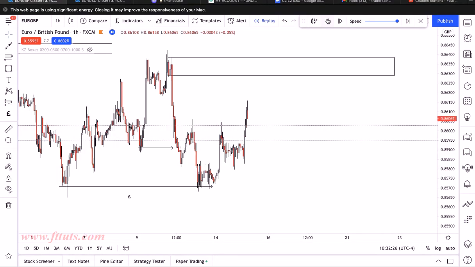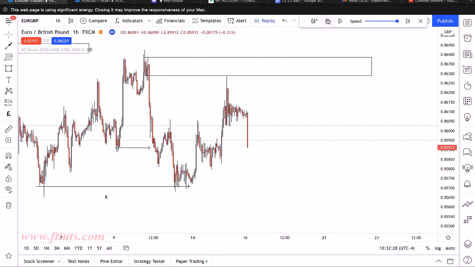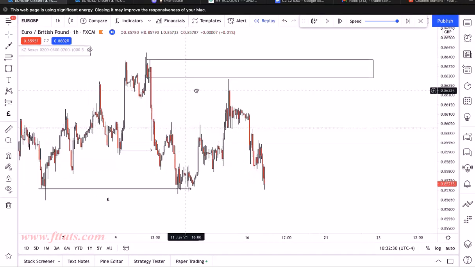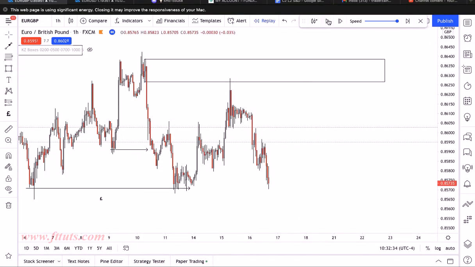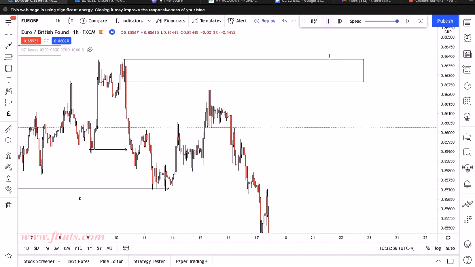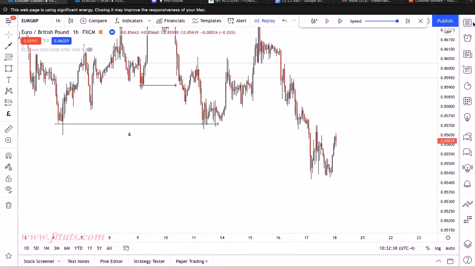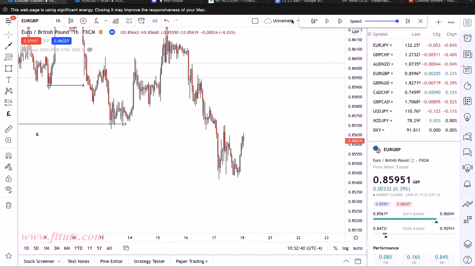Now we wait for price to pull back to that area of supply and then would look to sell it off. Now, entry would have been off the wick, just like so, and price would have sold off as it did, right? And let's go for one more example.